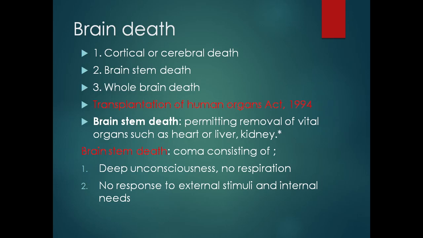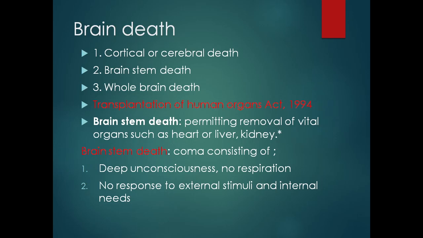Now brainstem death permits the removal of vital organs such as heart, liver and kidney. Heart should be removed within 45 minutes. Kidney should be removed within 1 hour. Liver should be removed within 1 hour, so that there is good transplantation and the condition of the tissue is good. What is brainstem death?